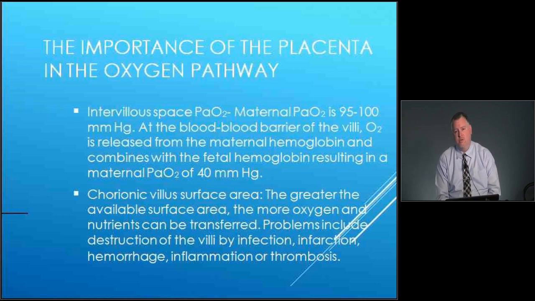The chorionic villus surface area is the active area of the placenta that's available for gas exchange. And the greater the area, the more oxygen and nutrients can be transferred. So problems could include destruction of the villi by infection, infarction of certain parts of the intervillous space, any hemorrhage that occurs in the placenta, or any inflammation or thrombosis, which can all impact the ability for blood to be exchanged in the intervillous space.